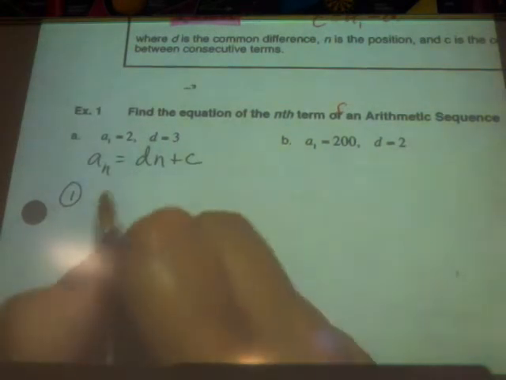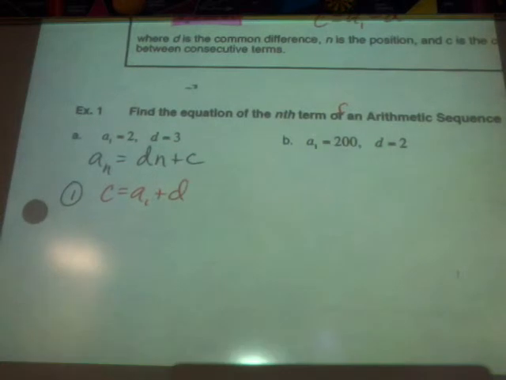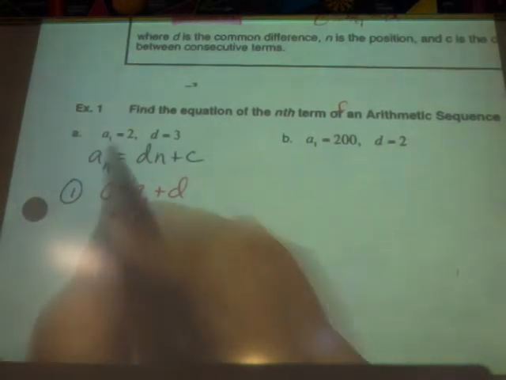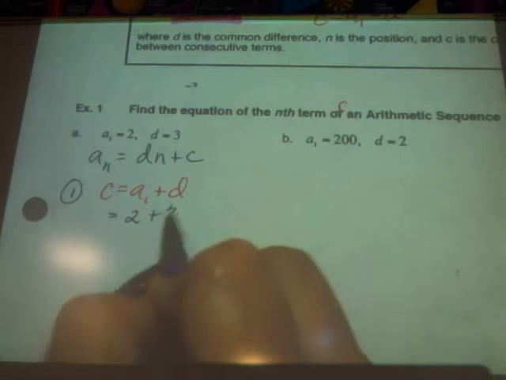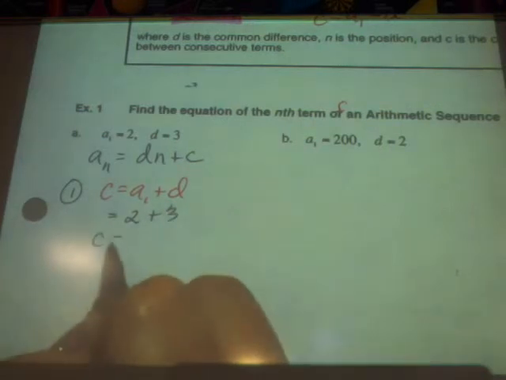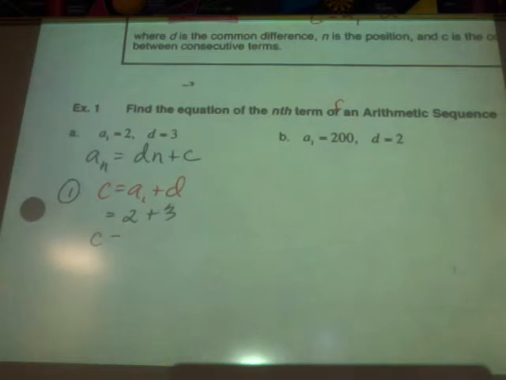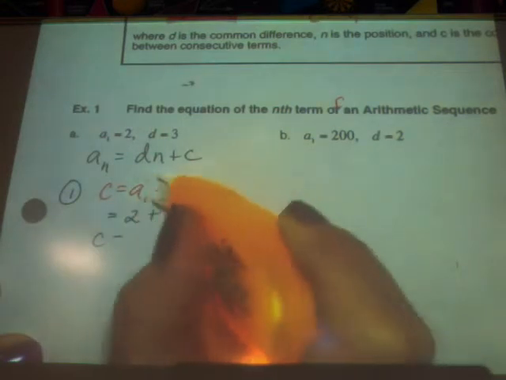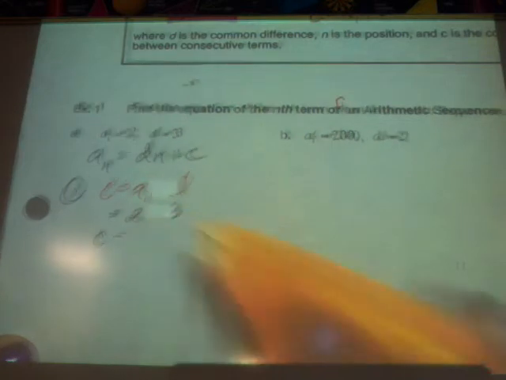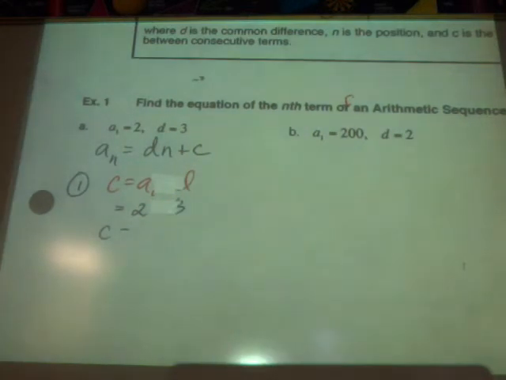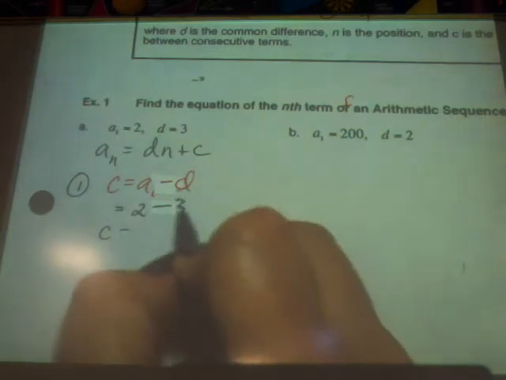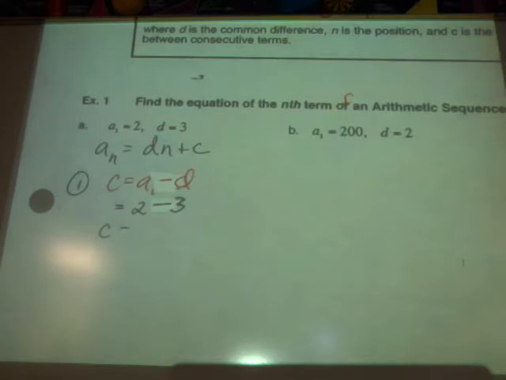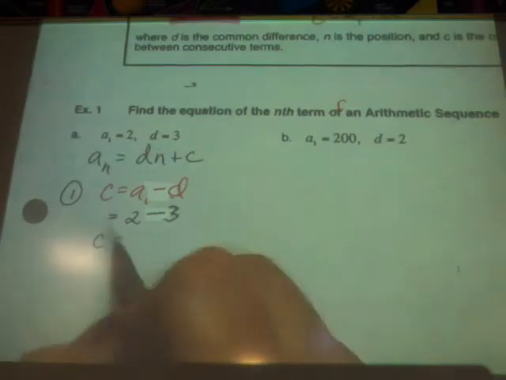So remember, c is equal to a sub 1 plus d. Do I know those? Yep, a sub 1 is 2, and my common difference is 3. So isn't it minus? Oh, thank you. Good thing you're on the ball. And I have correction tape. You are right, it is minus. All right, so doesn't c become -1?